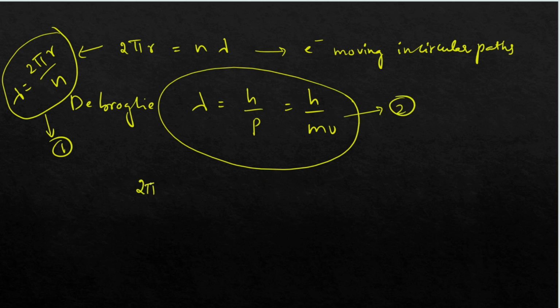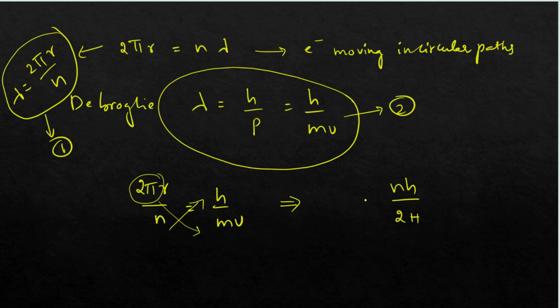Equate them: 2 pi r by n will be equal to h by mv. Take this 2 pi r here, and after rearranging, nh by 2 pi will be equal to mvr. This is one of the postulates of Bohr's atomic theory. In this way, Bohr's atomic theory and de Broglie's hypothesis both coincide with each other.